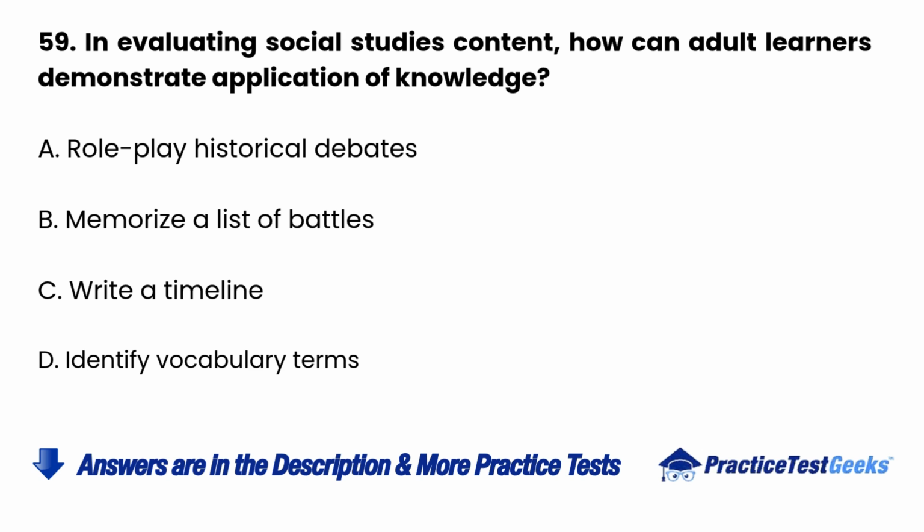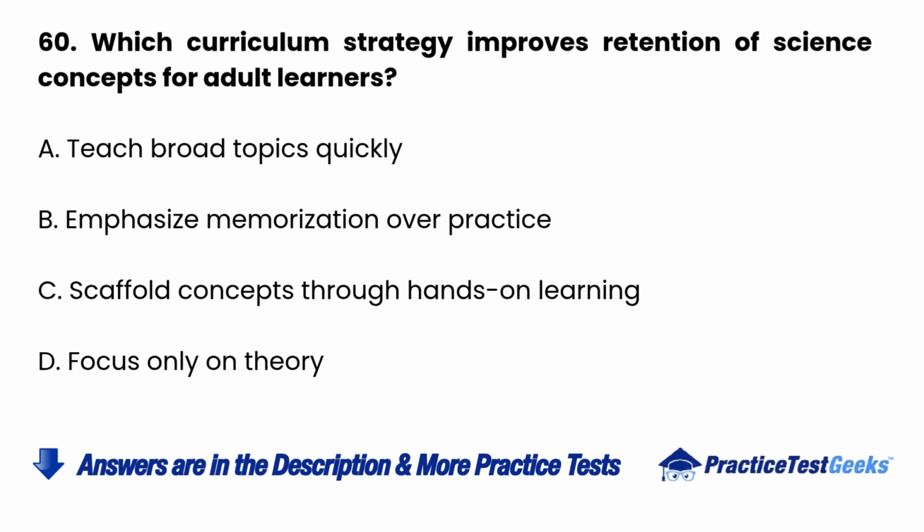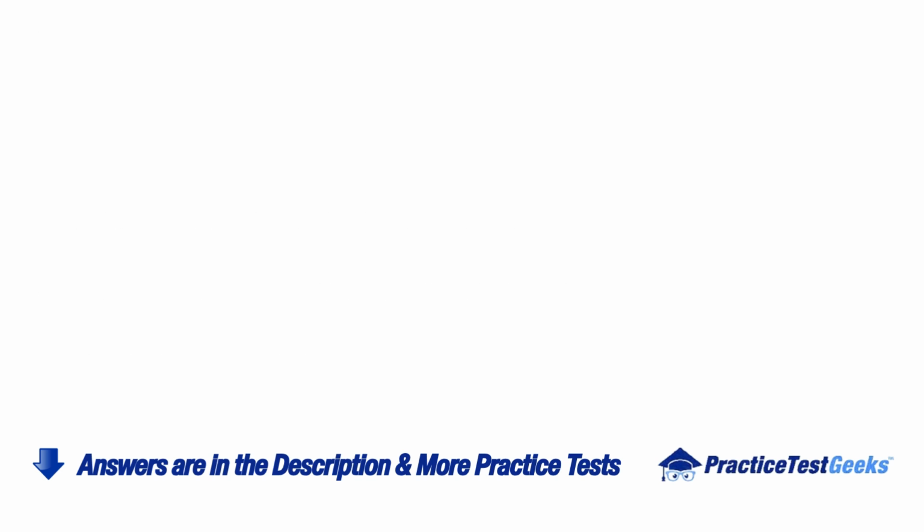D. Identify vocabulary terms. 60. Which curriculum strategy improves retention of science concepts for adult learners? A. Teach broad topics quickly. B. Emphasize memorization over practice. C. Scaffold concepts through hands-on learning. D. Focus only on theory.